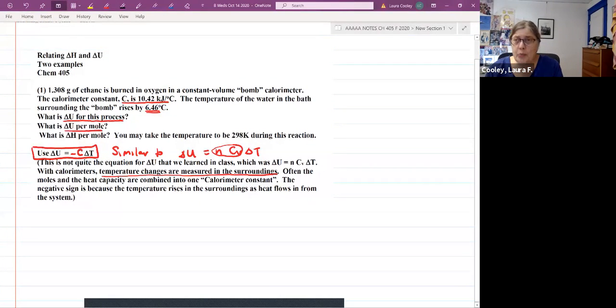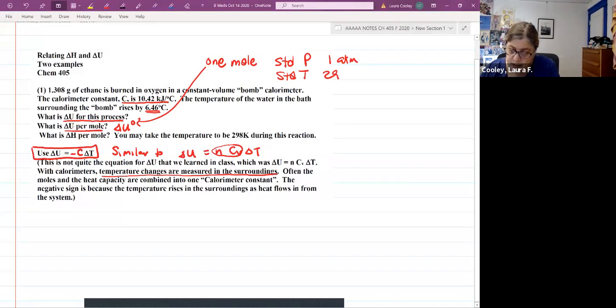All right, now, your job is to first of all find delta U for this process. And then it says, what is delta U per mole? So really we could use this little 0 here to represent that. That is a standard change in internal energy. That little 0 there means that we're talking about 1 mole. It means we're talking about standard pressure of 1 atmosphere and standard temperature, 298. So you can call this a delta U 0, and then it asks you to find the delta H per mole.